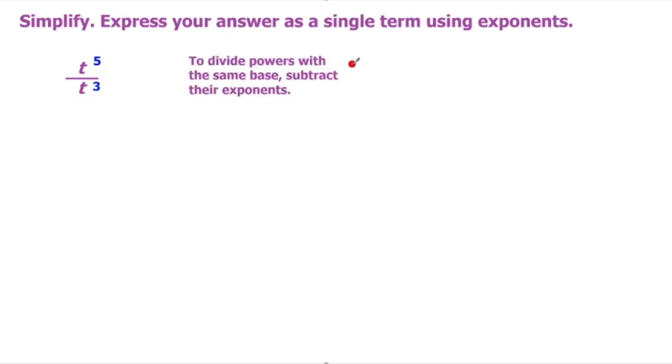So to divide powers with the same base, we subtract their exponents. So how would that look? It would look like this. Because this is division, we take t and then the exponent becomes 5 minus 3. So the base is the same, so we could do this subtraction here for the exponent. So then that just becomes t to the 2.